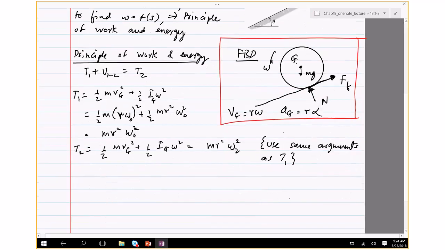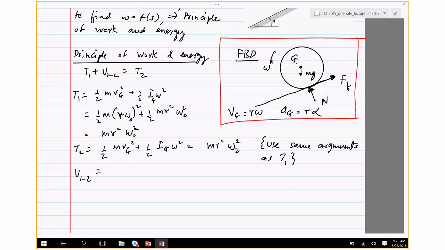Okay, so the final thing left is we need to find the work done. For that, we need the forces. And there are three forces here. There's normal force, there's friction force, and then there is gravitational force, mg. The work done due to N is going to be N times the displacement of this point in the direction normal to the ramp. What's the work done? It's 0, because this point is not moving in the y direction.